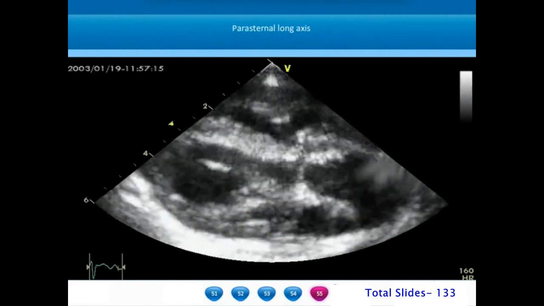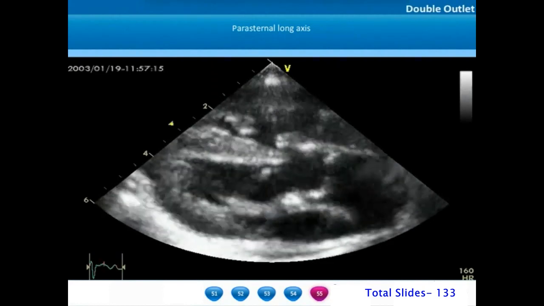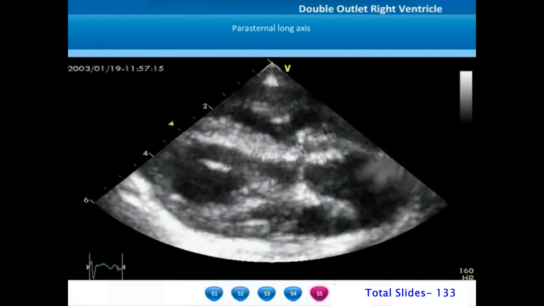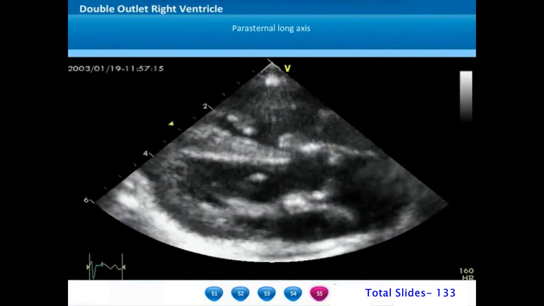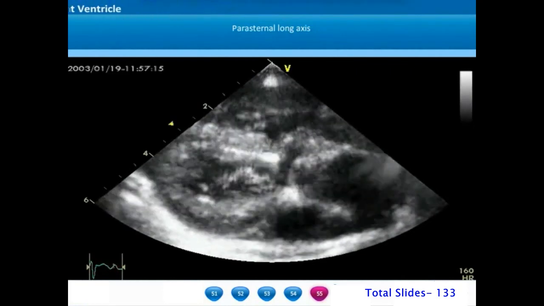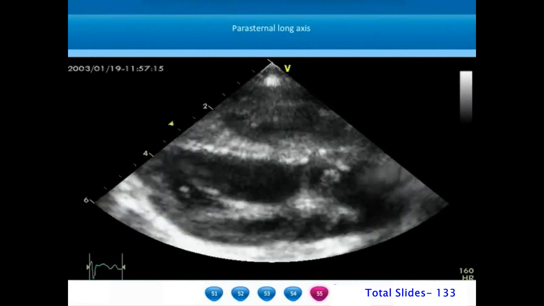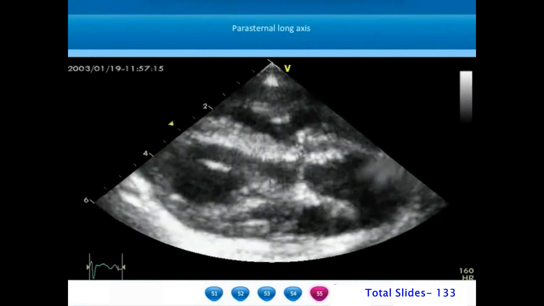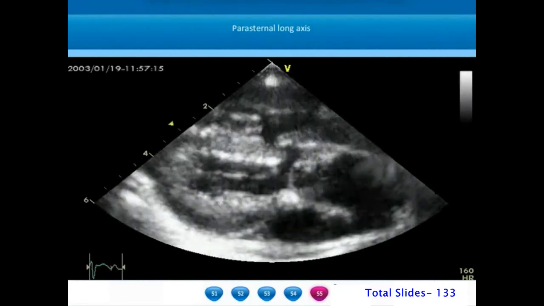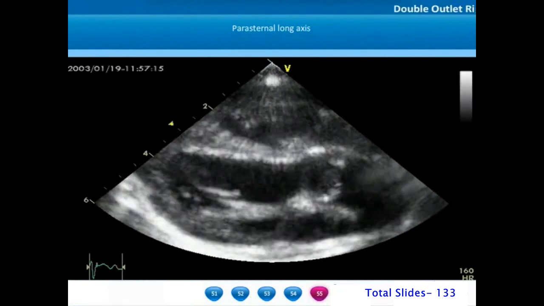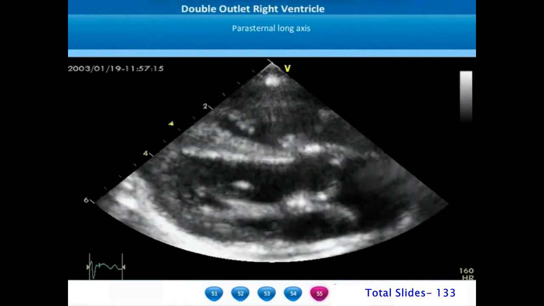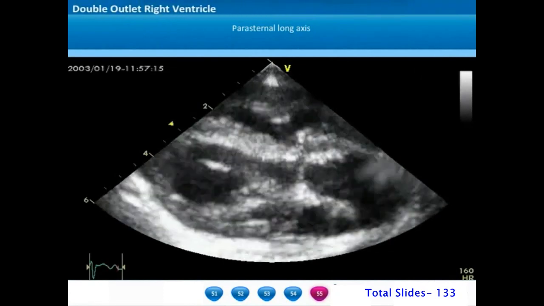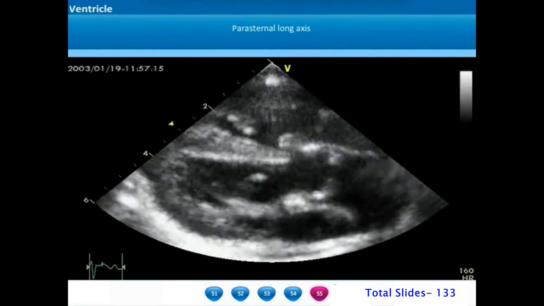On this parasternal long axis view, we appreciate the large dilated pulmonary artery and the pulmonary annulus. There is an override of the pulmonary artery. 50% of the pulmonary valve is committed towards the right ventricle. We can also notice that there is a pulmonary mitral fibrous discontinuity. Anterior to the pulmonary artery, we can see the aortic annulus also. There is a marked discontinuity between the aortic annulus and the mitral annulus.